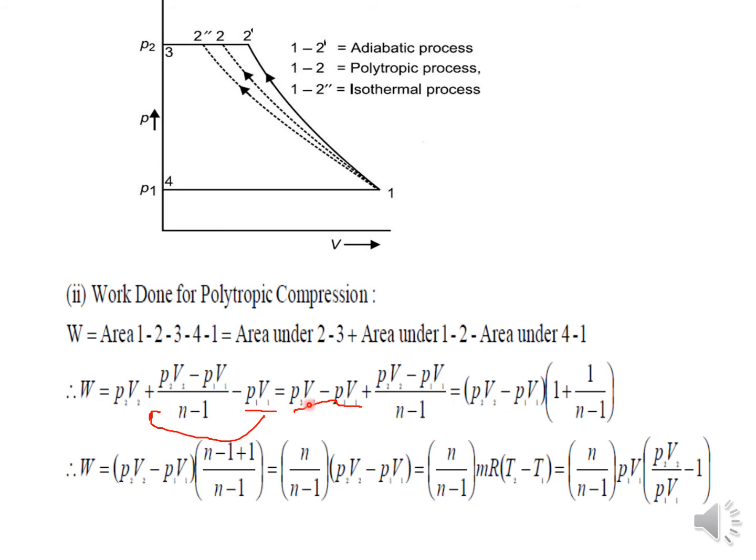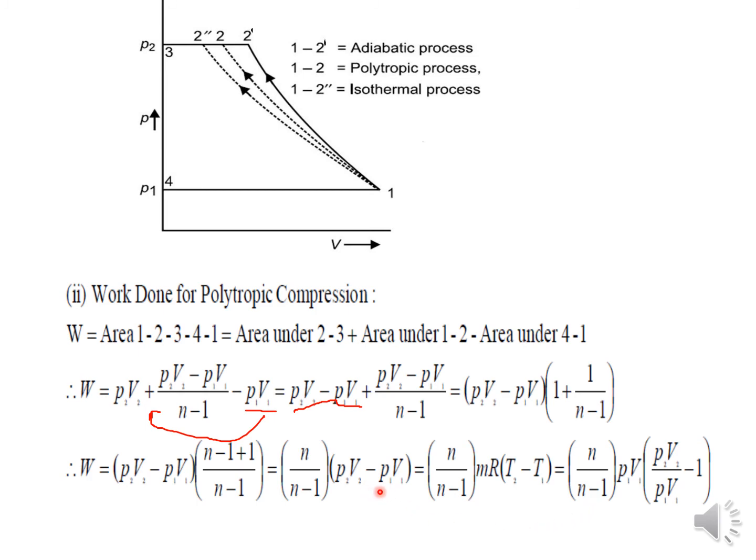Now among these two terms, P2 V2 minus P1 V1 is common, he is taking it common here. Remaining is 1 plus 1 divided by n minus 1. Simplifying mathematically, take the LCM: n minus 1 plus 1 divided by n minus 1, he has done here. So it will be simplified like this: n divided by n minus 1, times P2 V2 minus P1 V1.